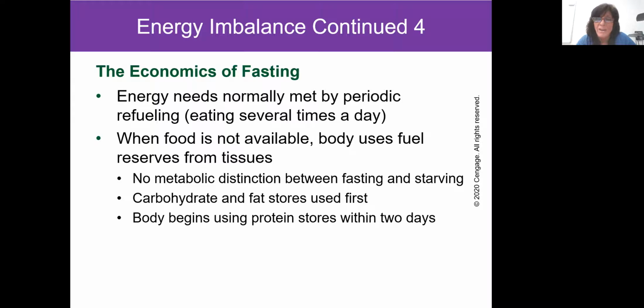But understand, and I love how this is worded, there's no metabolic distinction between fasting and starving. So in other words, your body's going, what are you doing? Why won't you eat?